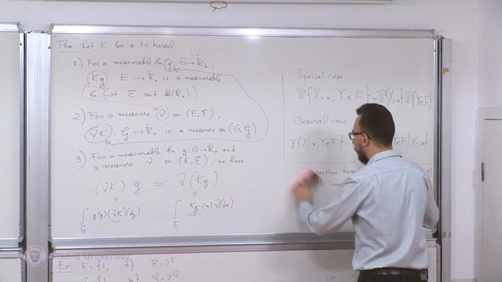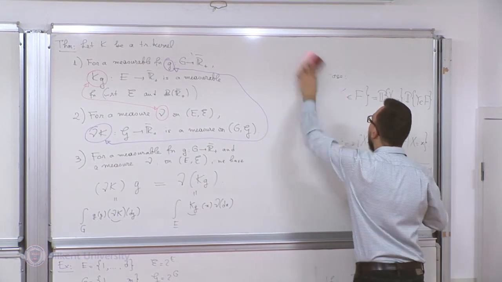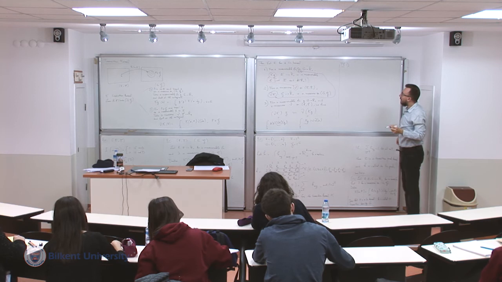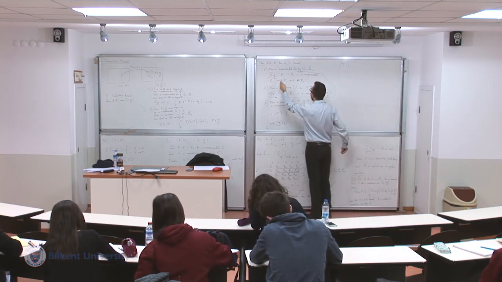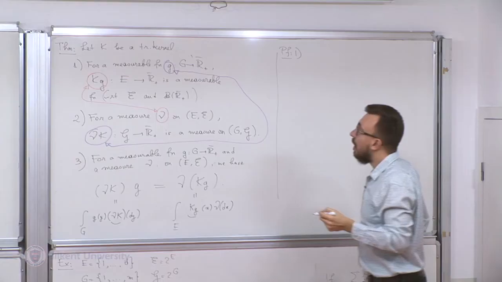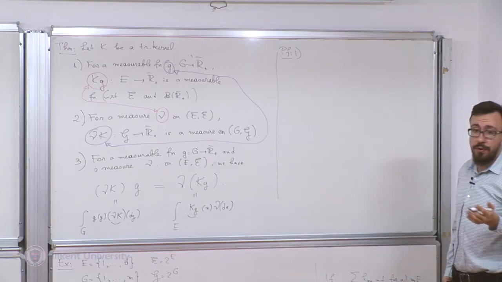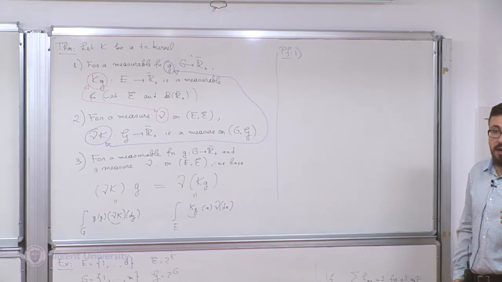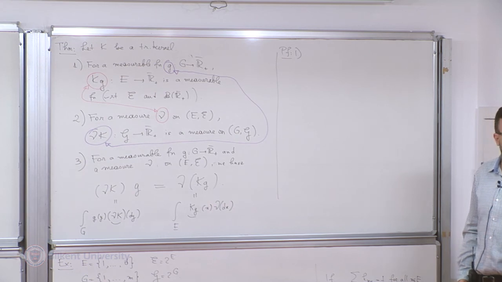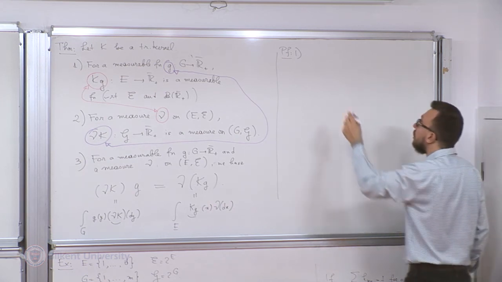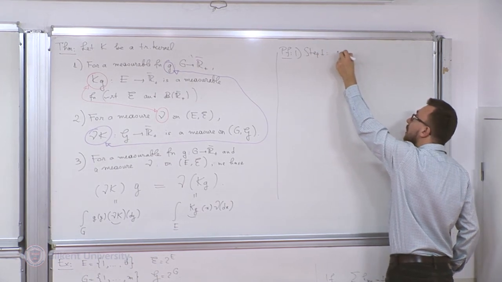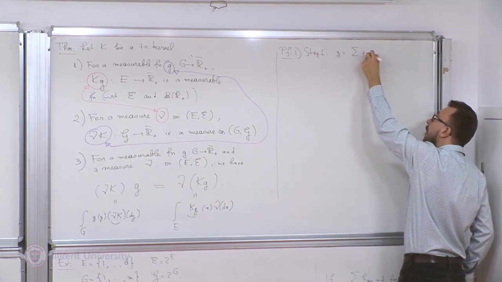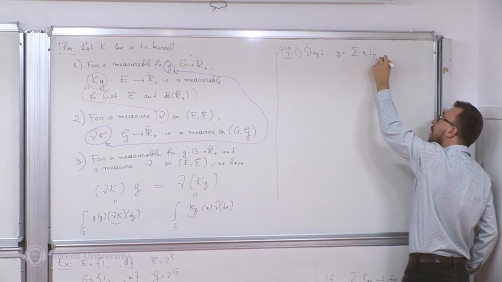Now I will erase this part. Well, for every measurable function g, we have that Kg is also a measurable function. How can we prove it? Well, we can start with simple functions and then pass to limits, right? So step 1, let's say g is a simple function on the second space, right?